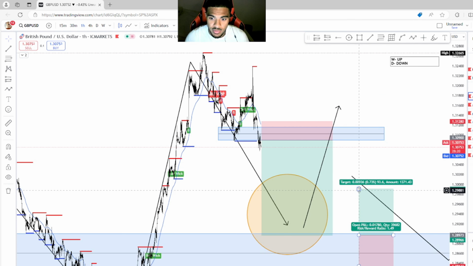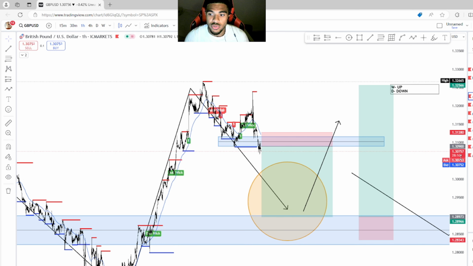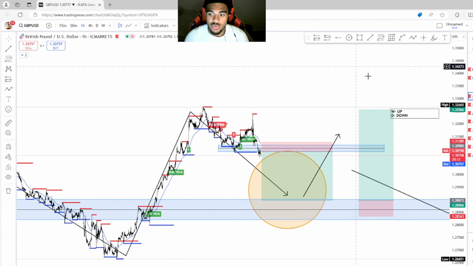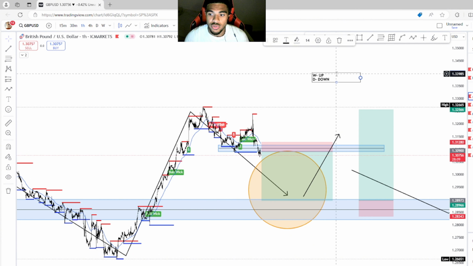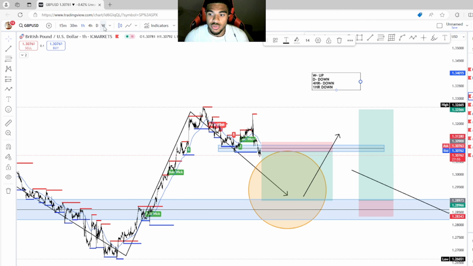Obviously we would have that TP a lot higher, depending on if you want to swing trade it or day trade. Like I said, we'll have to see how this trade plays out tomorrow, but for now obviously we're in a downtrend. Weekly up, we have the daily down, 4 hour would also be down, and you have the 1 hour down as well. So do something like that.